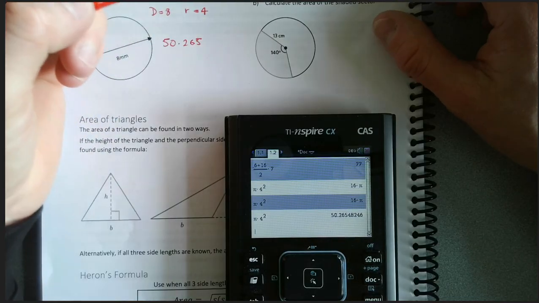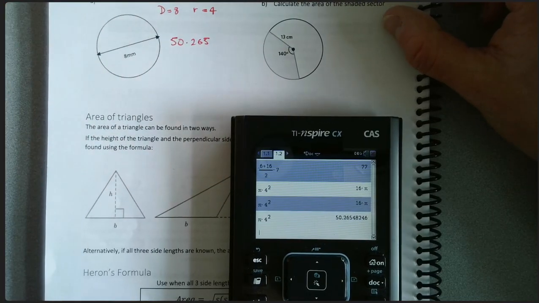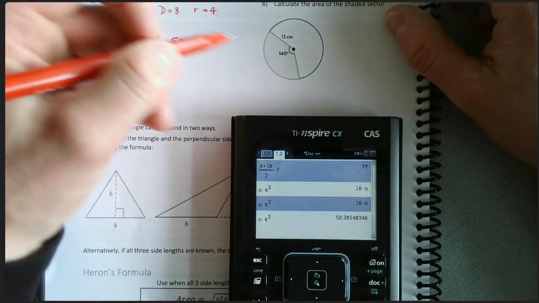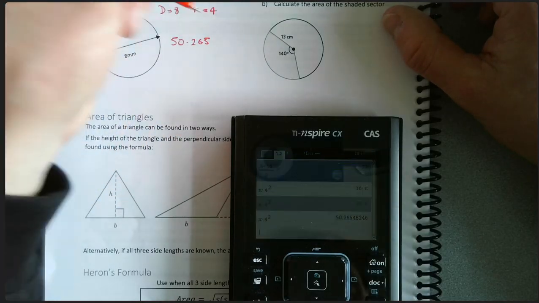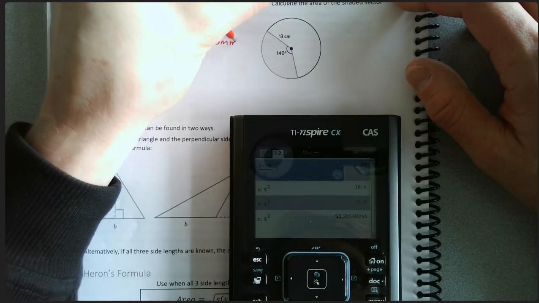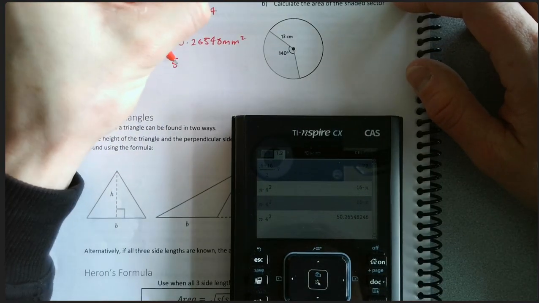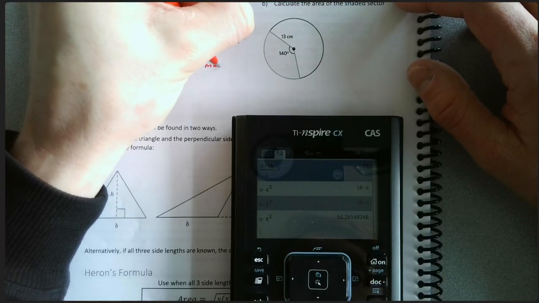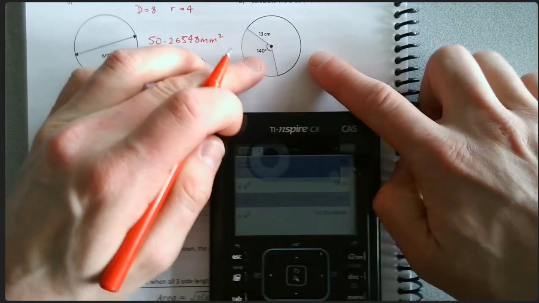50.265 in measurement, you could probably still always refer to 2 decimal places. I would almost always write this in almost its full form, so 50.2548 millimeters squared, and then I would probably round it to 2 decimal places, 50.27 millimeters squared. For the sector, right?